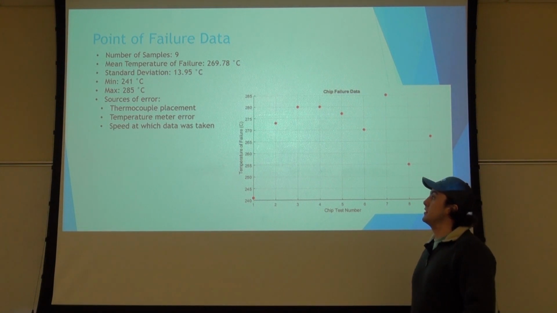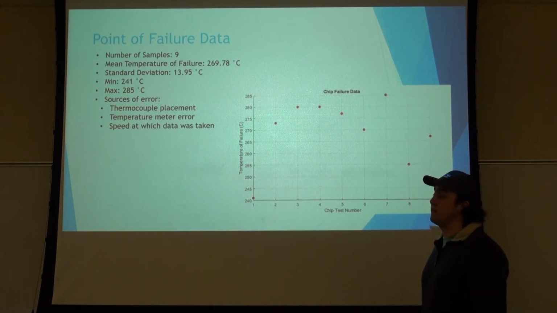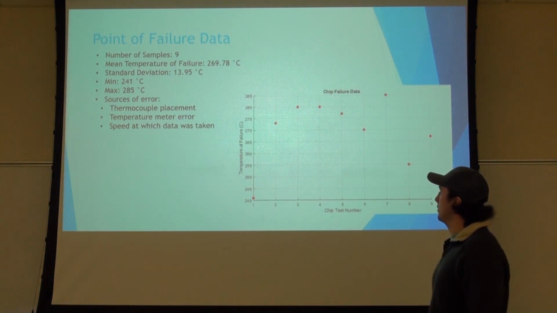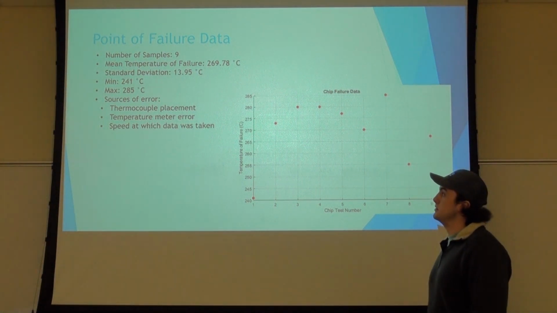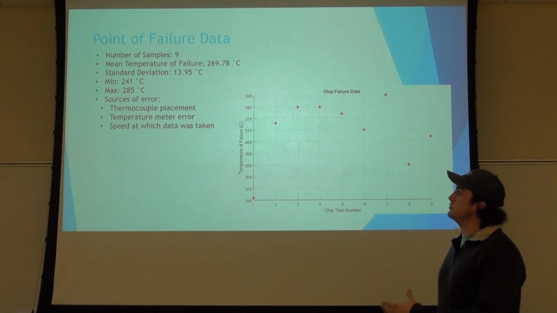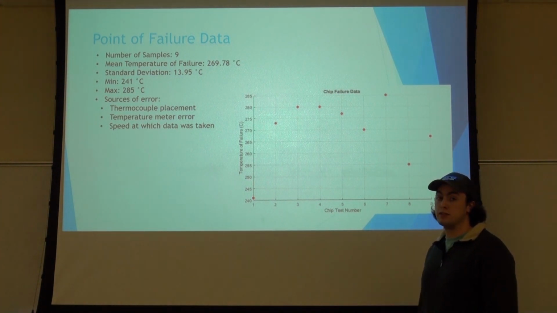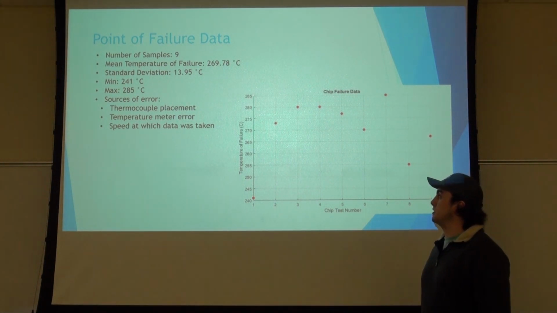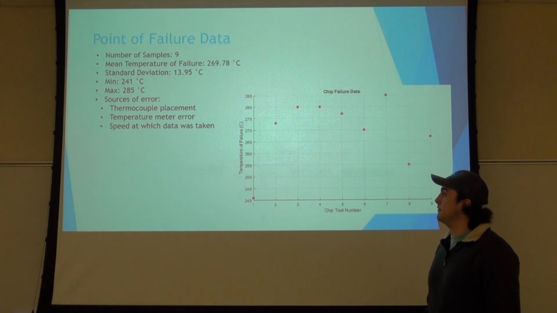Using our gathered data from the testing of the 9 sample chips we used, we took it to MATLAB to find some general chip failure data, including some different sources of errors we found. As you can see in the graph, we've got the chip test numbers on the x-axis and the temperatures of failure on the y-axis. The mean temperature of failure was 269.78 degrees Celsius. The standard deviation was 13.95 degrees Celsius. The minimum failure value was 241 degrees Celsius, and the maximum was 285 degrees Celsius. We took in an array of different averages of where the chips failed and then plotted it on this graph.